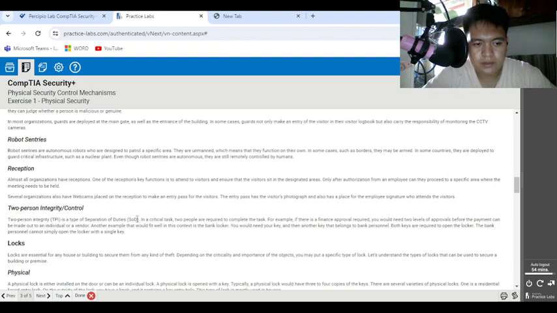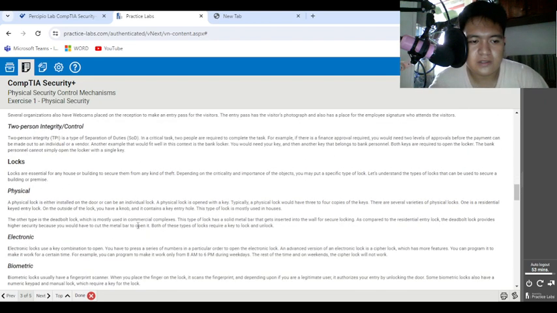Two-person integrity. This is a type of control where there's a separation of duties. In critical tasks, two people are required to complete the task. For example, if a finance approval is required, you would need two levels of approval before the payment can be made to an individual vendor.